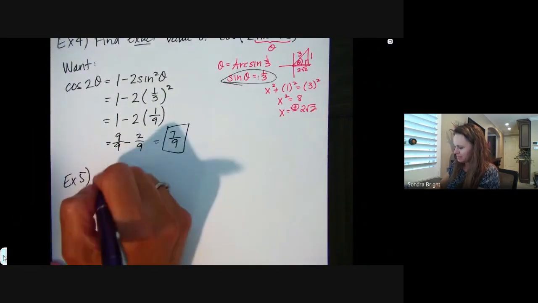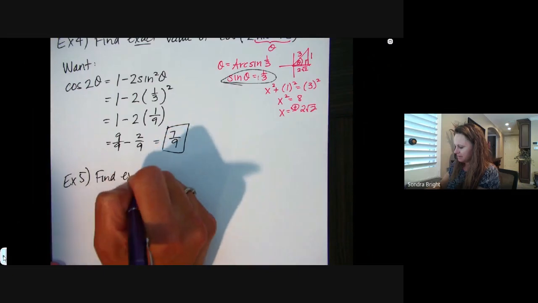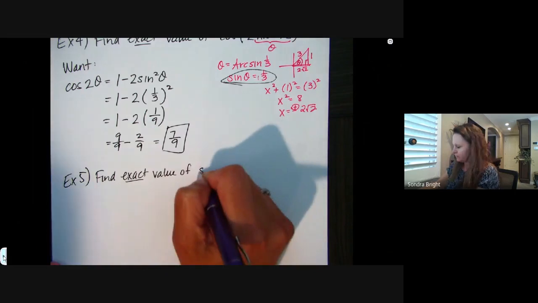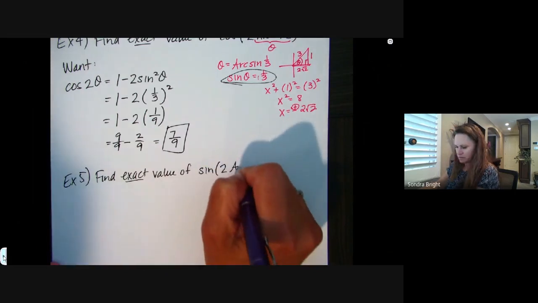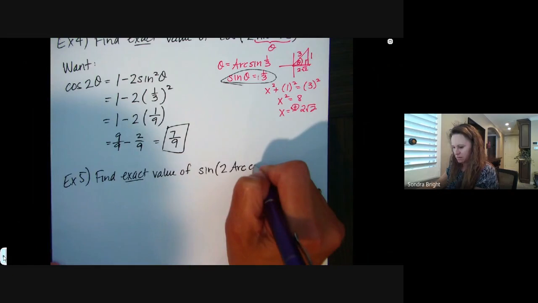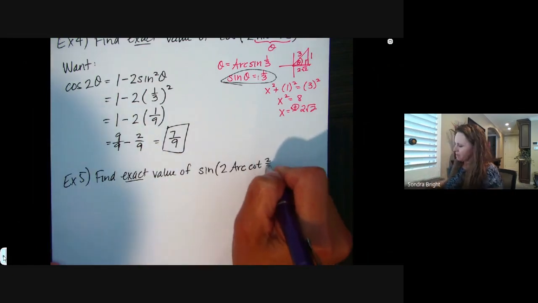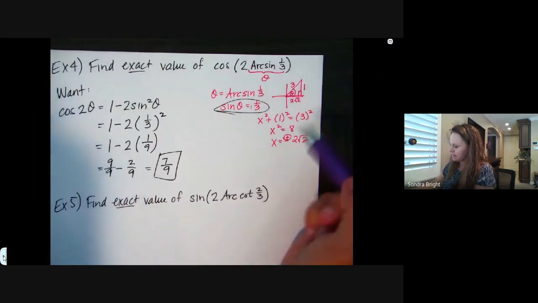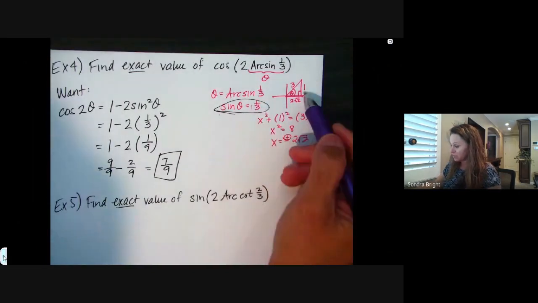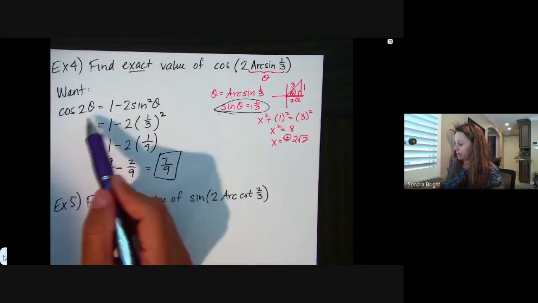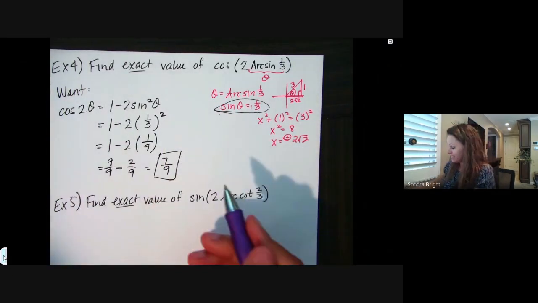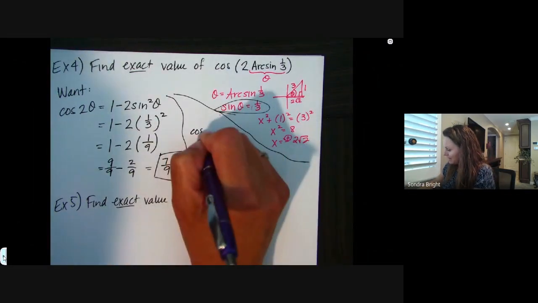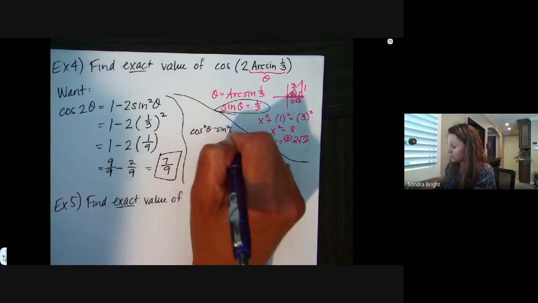How about, let's find the exact value of sine of 2 arc cotangent of 2/3. By the way, back up to this one. Since I found sine of theta is that, and now I also have cosine, I also could have done cosine squared minus sine squared, and you'll get the same value. I'll show you that real quick. If I had done cosine squared minus sine squared, you should still get 7 over 9.